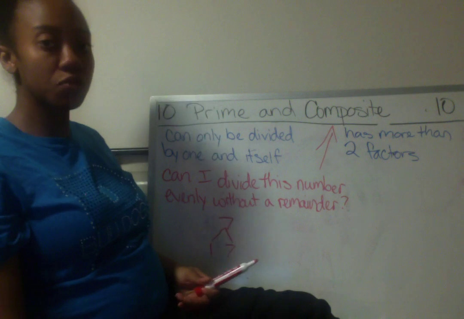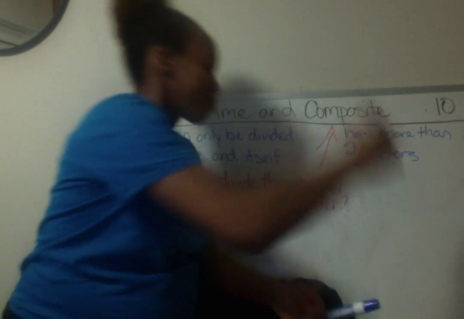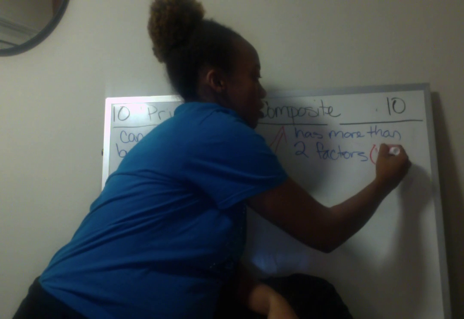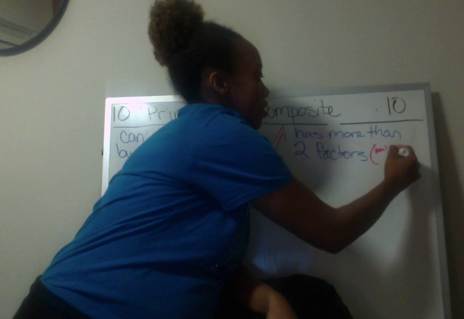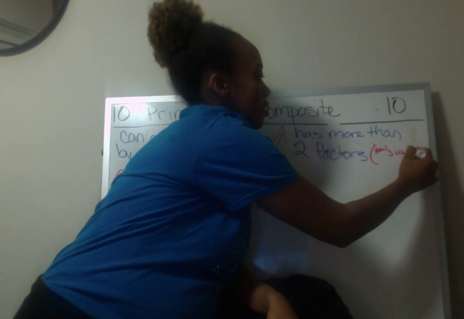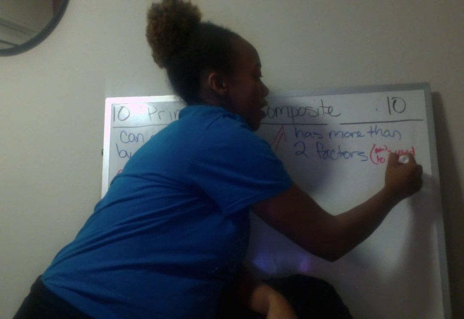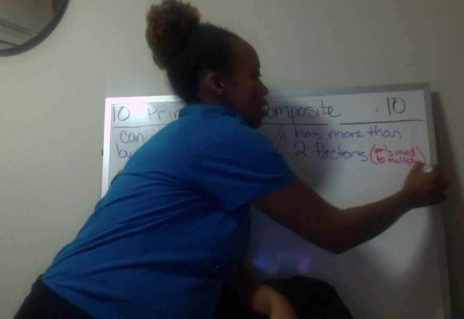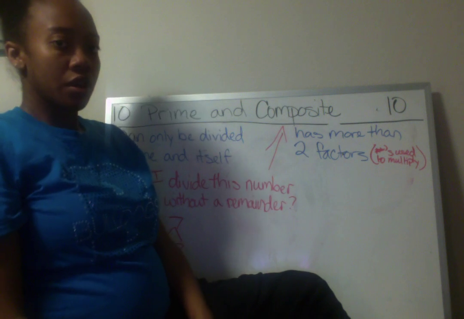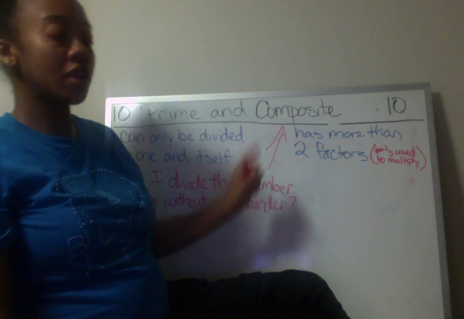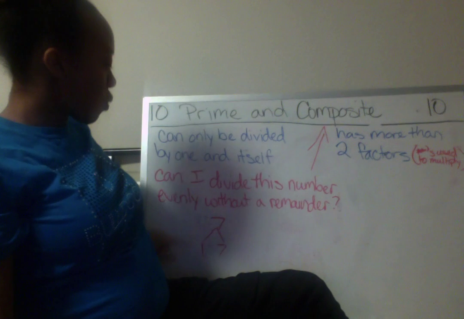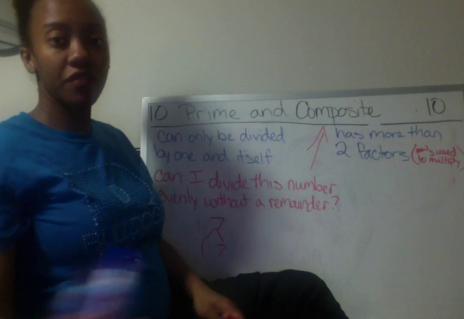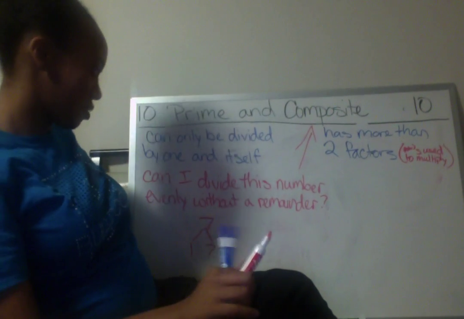Remember, factors are the numbers we use to multiply. Numbers used to multiply. I can only use these numbers one time if they are prime, but I can use more than one number if it's a composite. So let me show you an example of that.